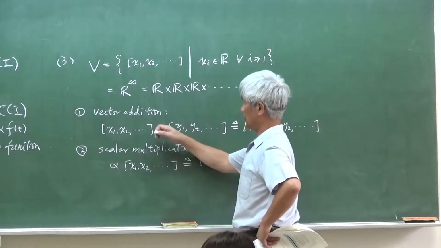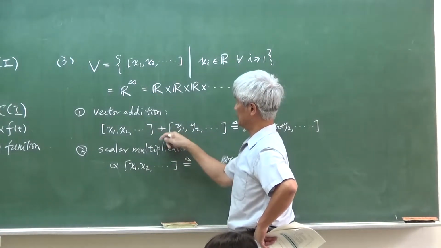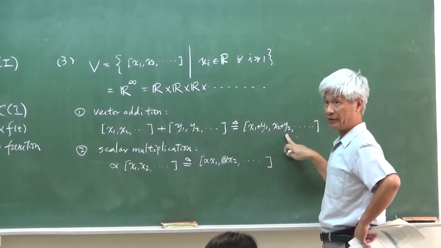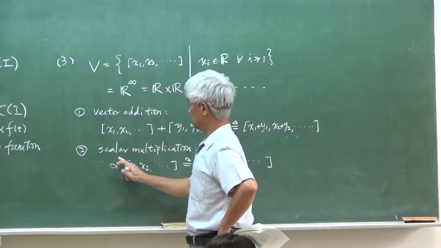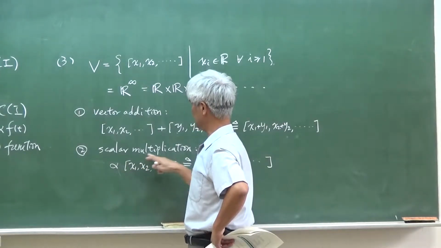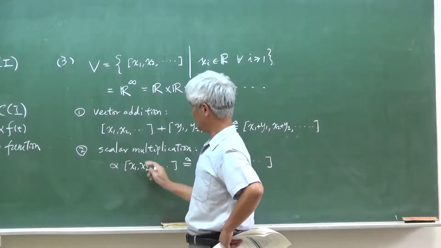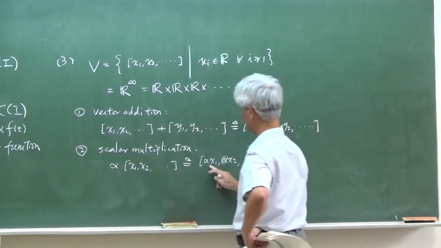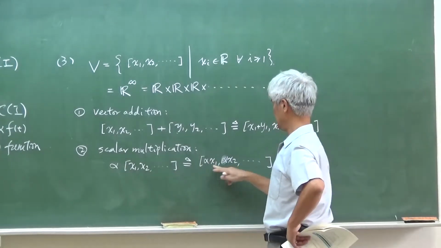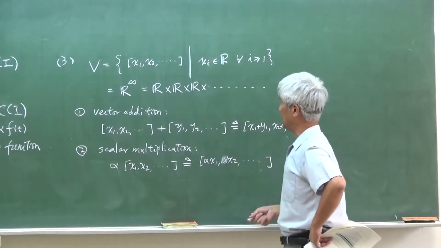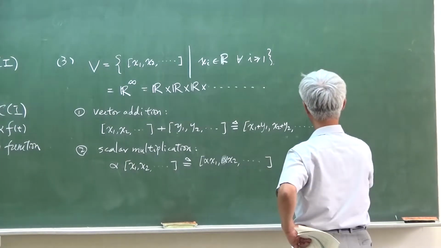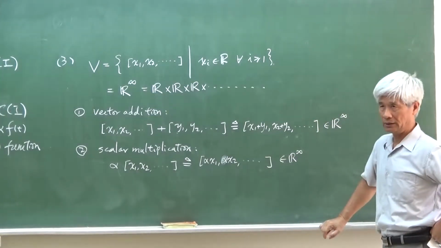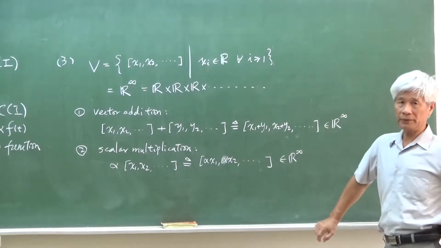So this is that for any pair of infinite sequences, the sum of these two infinite sequences is defined to be this one. So again, it's an infinite sequence. Similarly, given a real scalar and an infinite sequence, the scalar multiplication between them is defined by multiplying the real number alpha into every component of the sequence. So this is the definition, and again the result is also in R infinity. So these two algebraic operations are well defined.